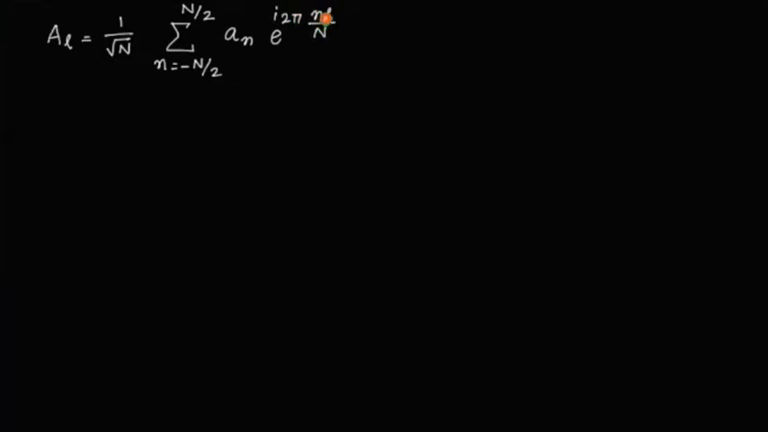Right? And then I do a mapping. The mapping is that A of minus n, I'm mapping that to A of capital N minus n. And that I can do because it is periodic in n. So let's see what happens then. I can write this as 1 by root N, sum over n equals 0 to N minus 1.